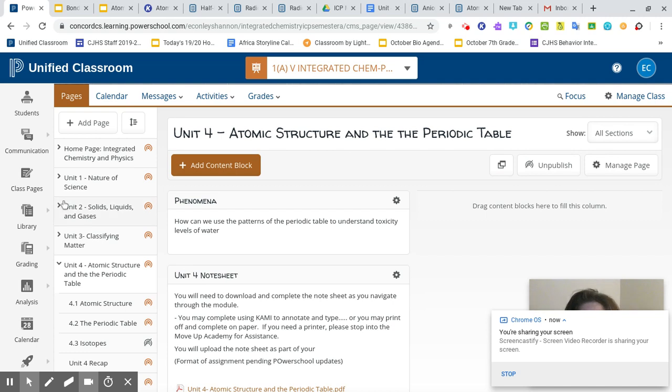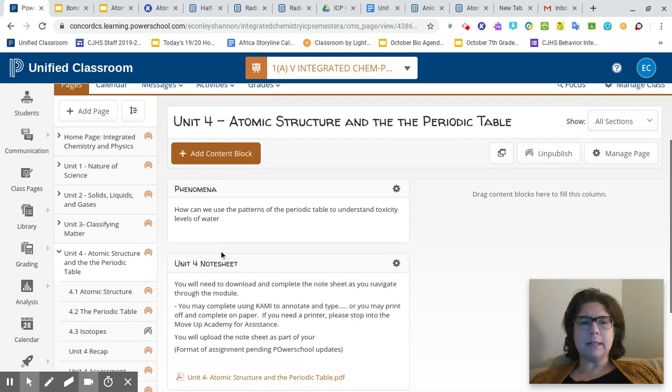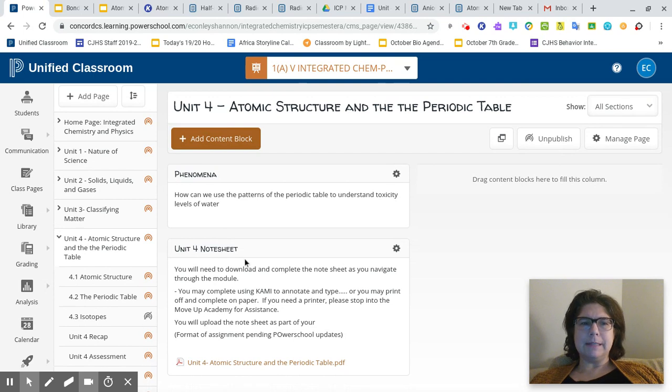Okay, ICP. So far, you've looked at different states of matter. You've looked at how to classify matter. And now we're going to look at the building blocks of matter, the building blocks of elements in particular, called atoms, and how they are arranged. So this is all about atomic structure, the basic building blocks of this matter that we've been classifying, and then how we arrange the different elements of matter in a periodic table.